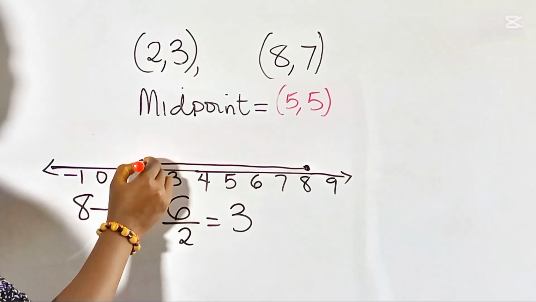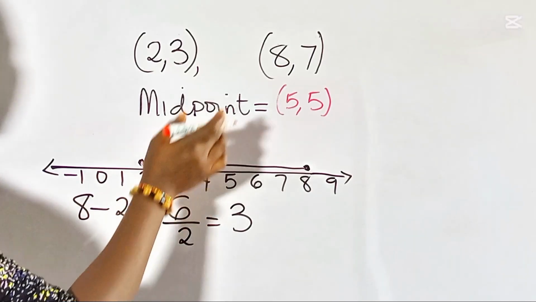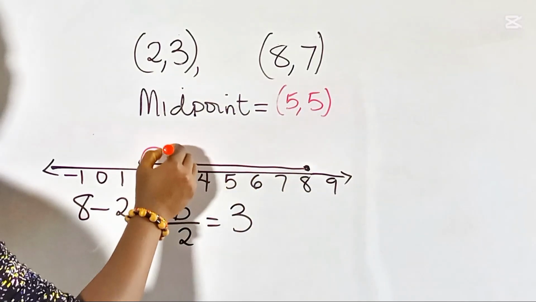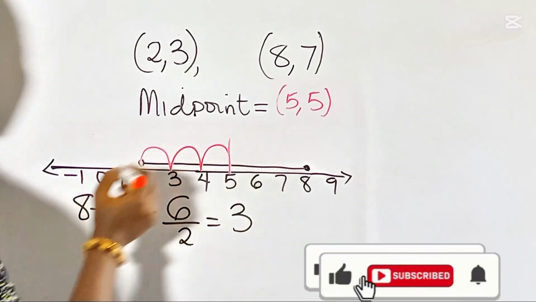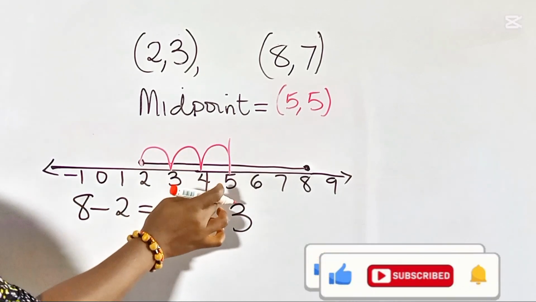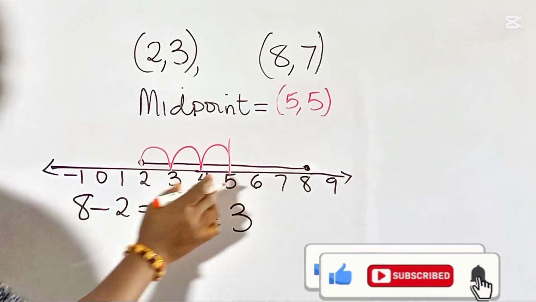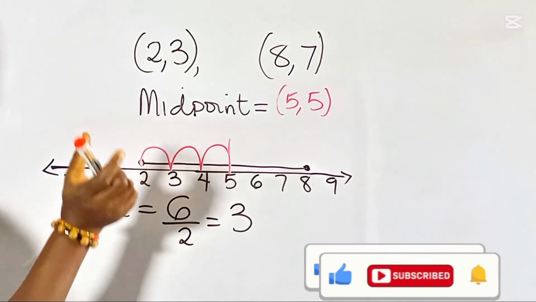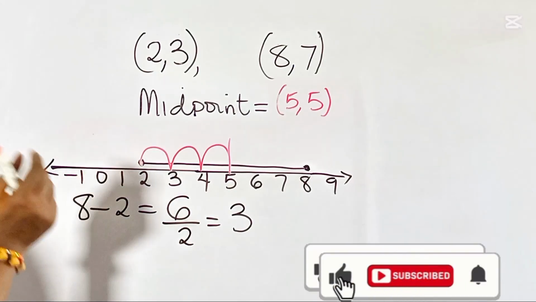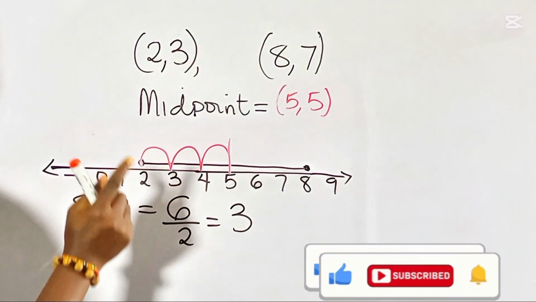Therefore, starting from 2, we are going to move 3 steps forward. We have 1, 2, and 3. And that lands us exactly in the middle, which is 5. Notice something. We didn't guess these points. We built it. Now, let's do the same thing for the y values.